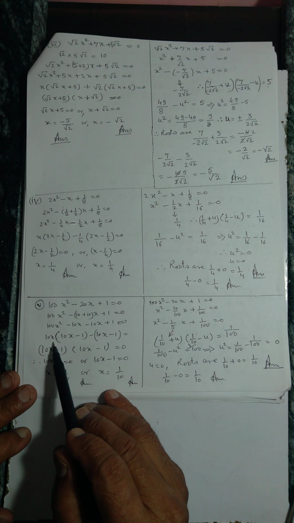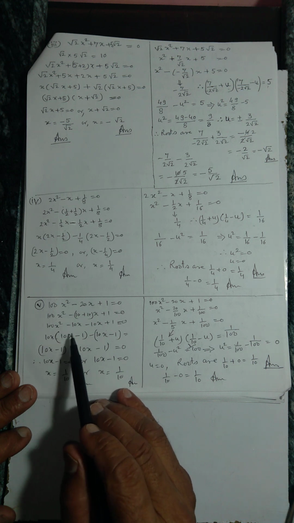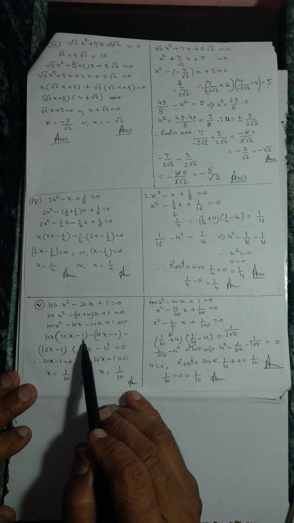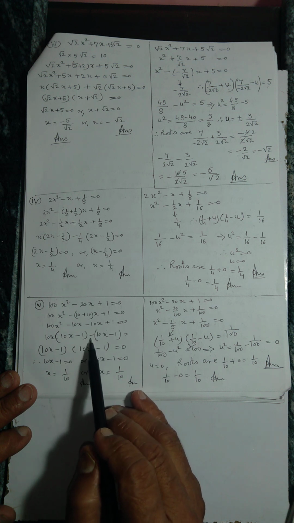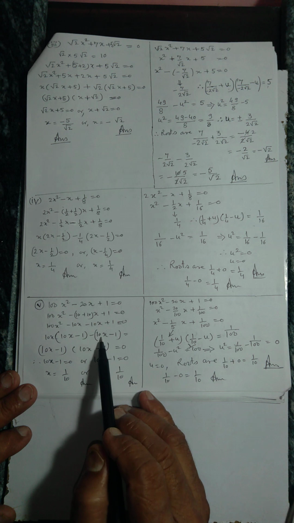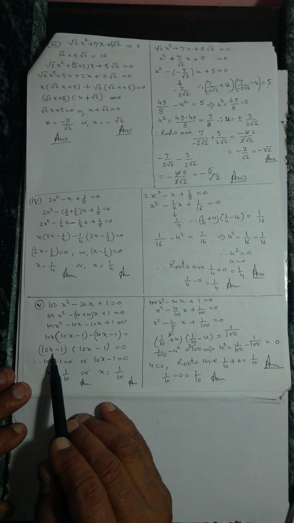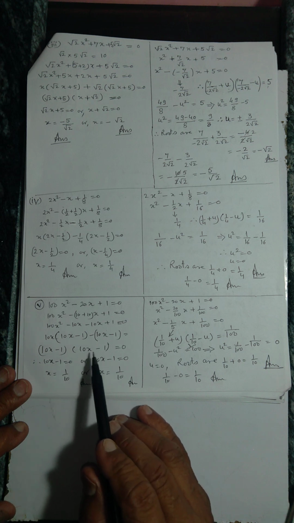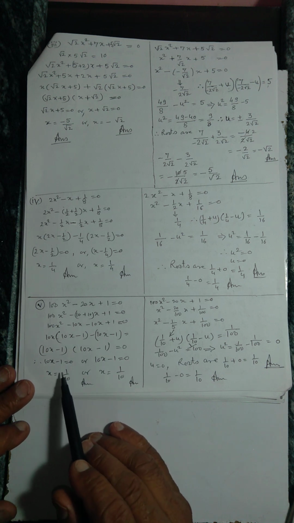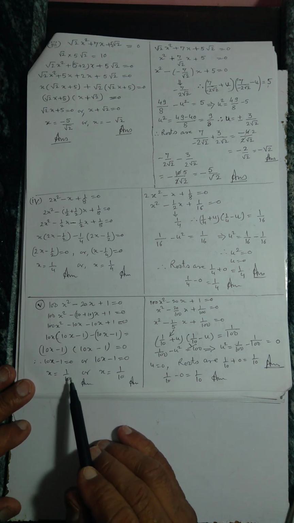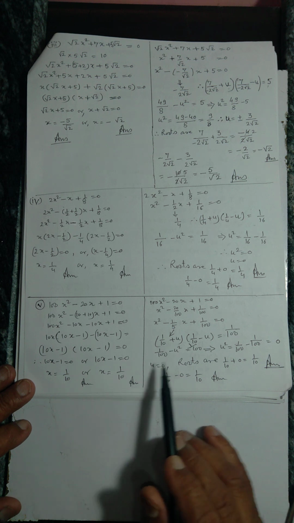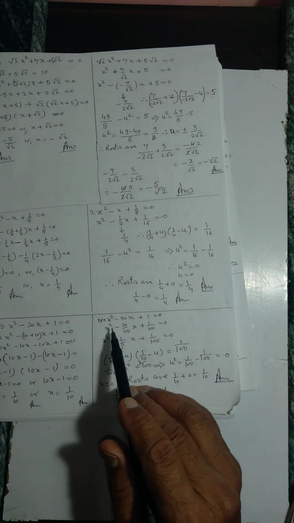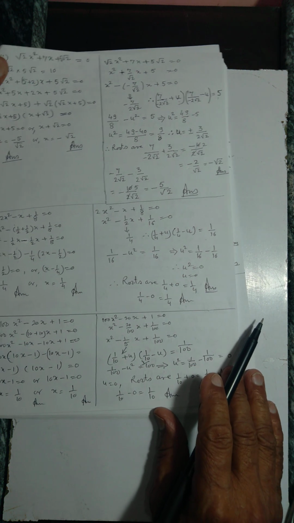You see, 10x I have taken common, and 10x minus 1. Here minus 1 I have taken common, so 10x minus 1. So 10x minus 1, this bracket has been taken out common, and 10x minus 1. Again we are having x is equal to 1 by 10, x is equal to 1 by 10, equal roots.